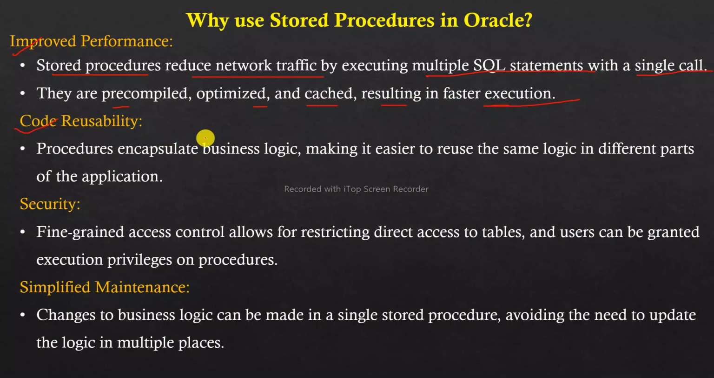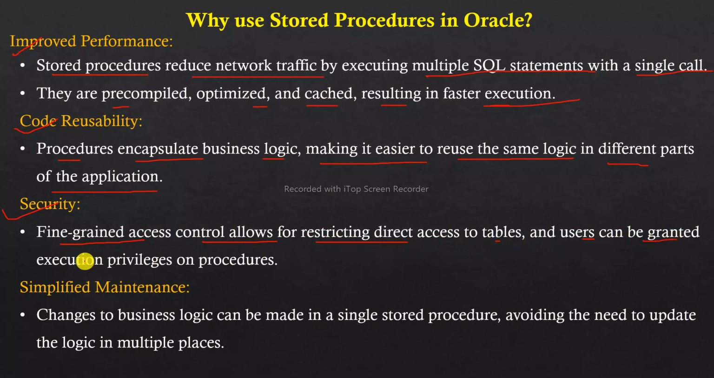Next, we have code reusability. As we saw in the previous slide also, procedures encapsulate the business logic, making it easier to reuse the same logic in different parts of the application. This procedure, once we create it, can be used in many applications. Simply you need to call or execute the procedure. Next we have security. Fine-grained access control allows for restricting direct access to the tables.